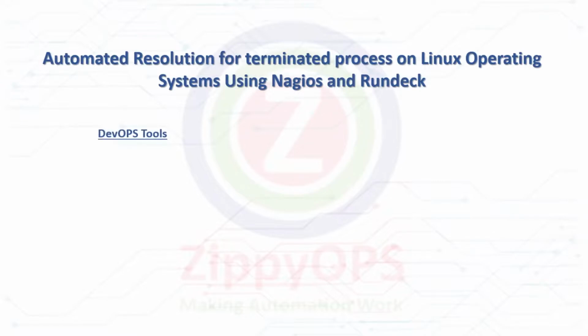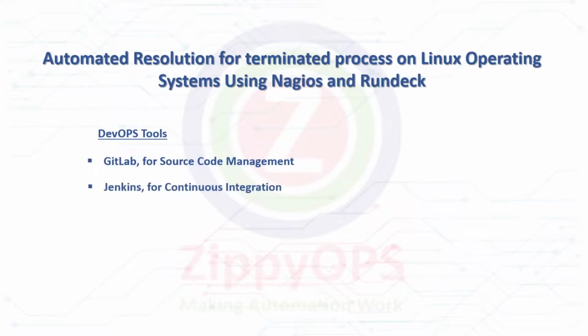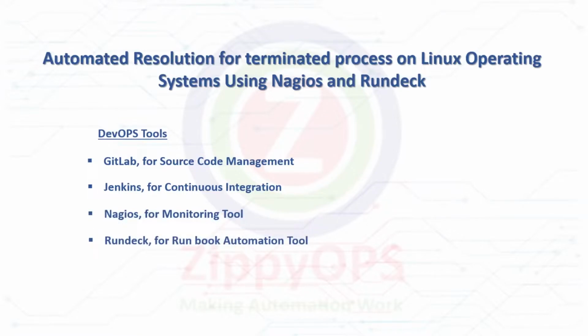The tools which are used for this scenario are GitLab, which is used for source code management, Jenkins, which is used for continuous integration, Nagios, which is used as the monitoring tool, and Rundeck, which is used as the runbook automation tool.